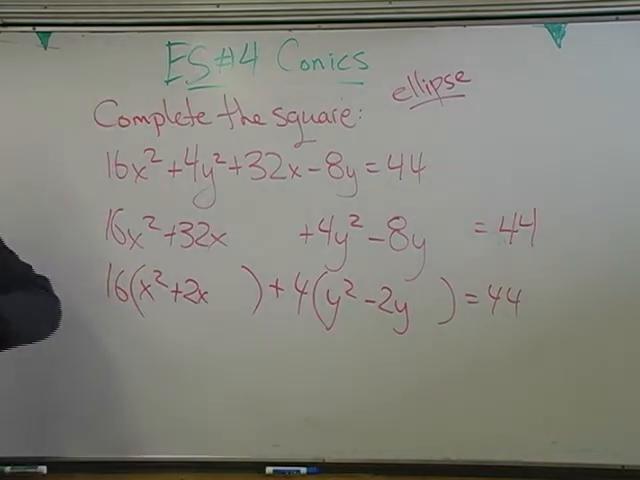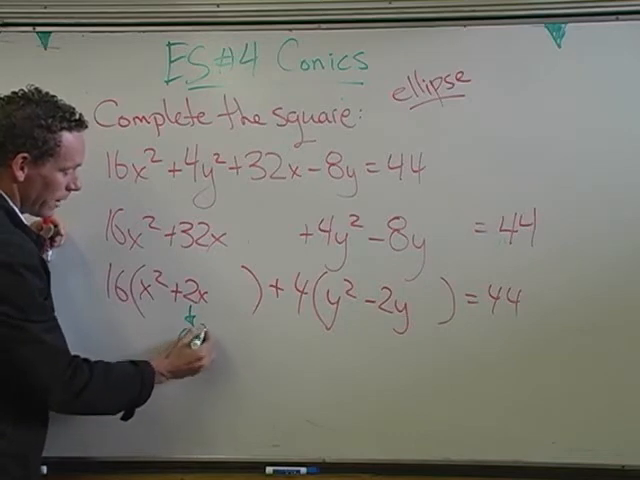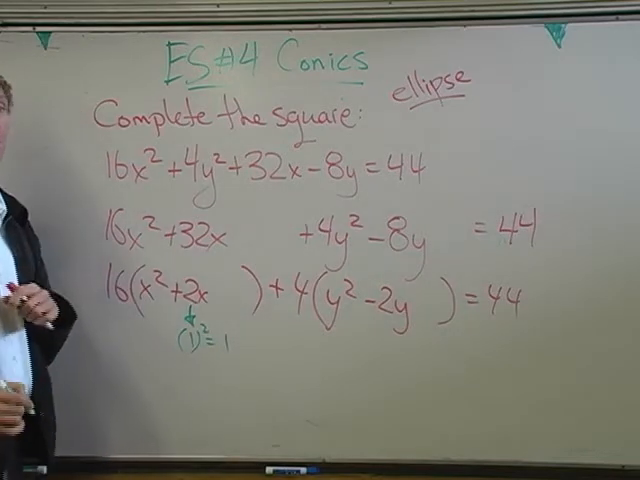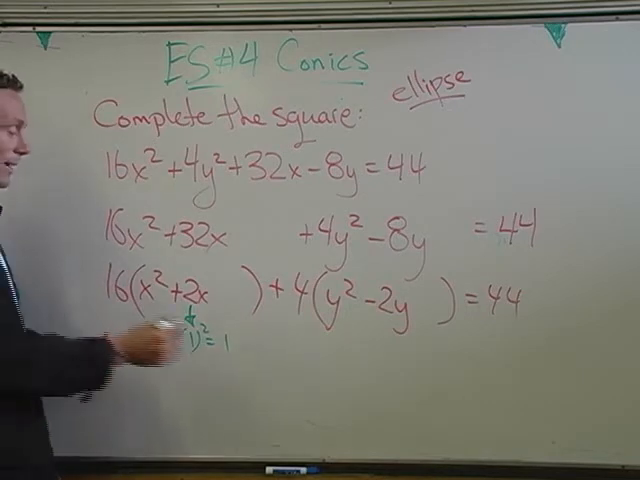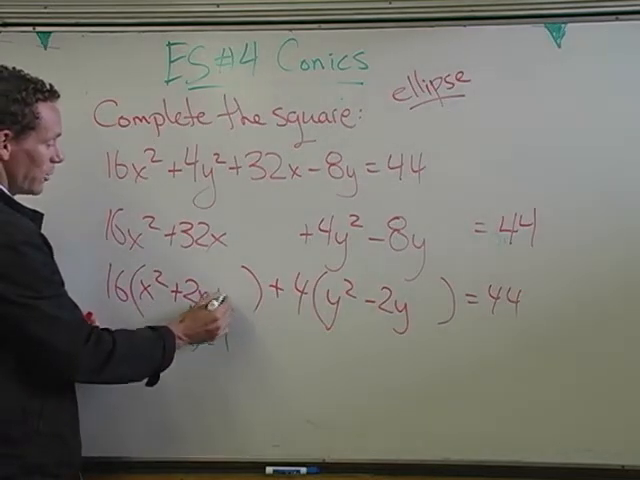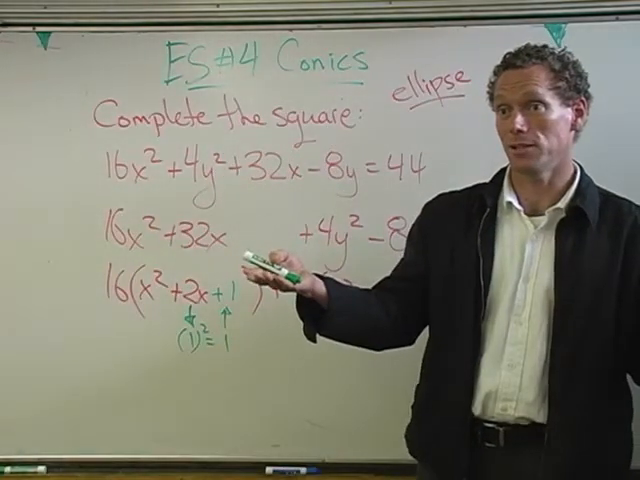So, we're going to take half of 2 and get 1, and square it and get 1. What do we do with that 1? Put it in the blank. So if this were an Algebra 1 style question, we would take that and add it to both sides of the equation.